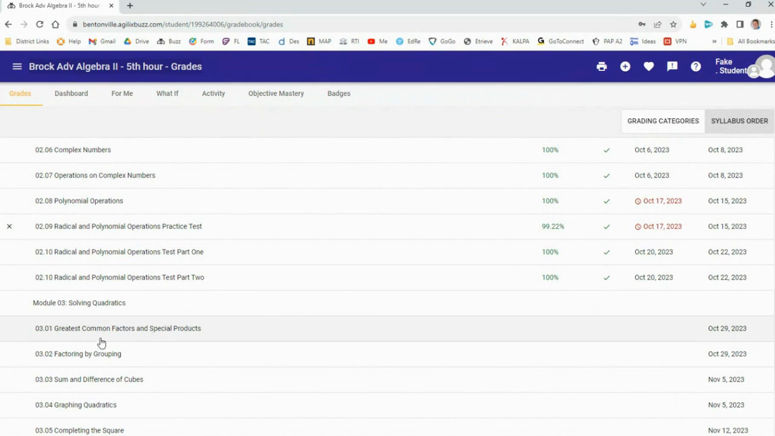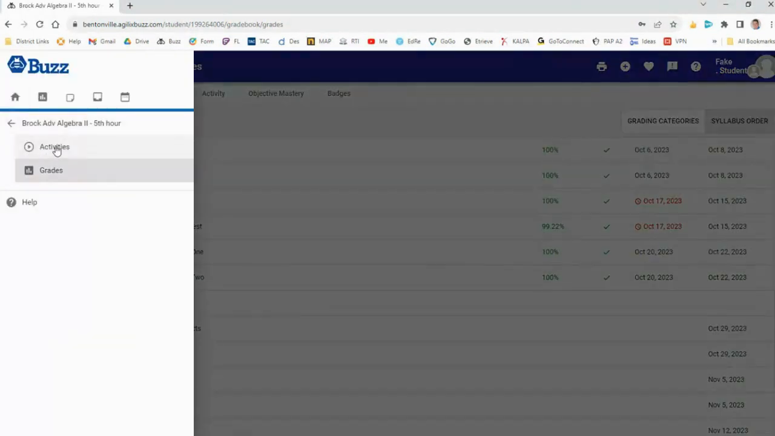We're going to look at the greatest common factors and special products and factoring by grouping today. So if you haven't done factoring by grouping in a while, we'll get back into that. You may not have done much of it, but I think you saw some in Algebra 1. But we'll get back into factoring by grouping and greatest common factors. So let's take a look at those lessons today.